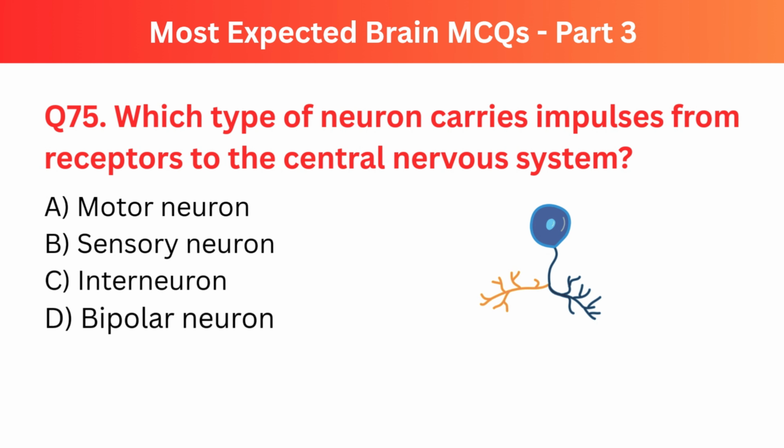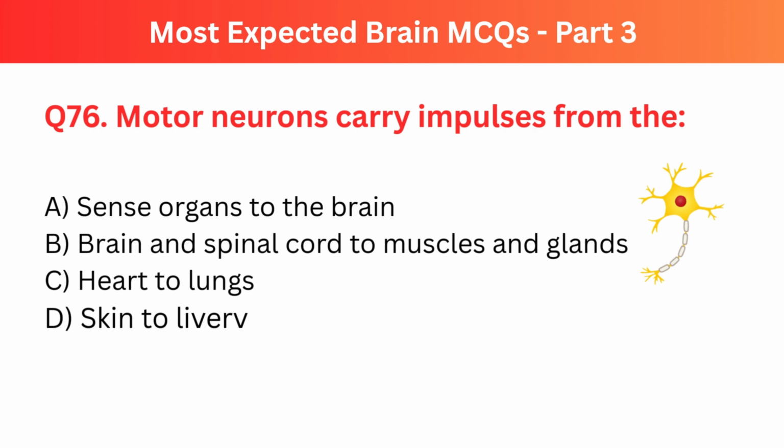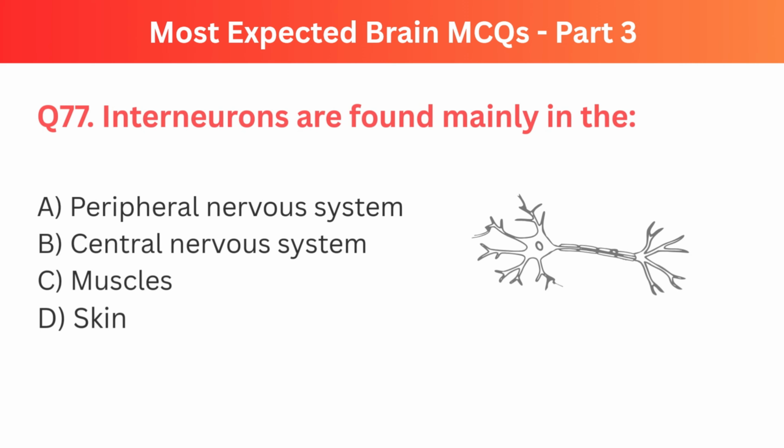Question number 75. Which type of neuron carries impulses from receptor to the central nervous system? The right option is B. Sensory neuron. Question number 76. Motor neurons carry impulses from the. The right option is B. Brain and spinal cord to muscles and glands.